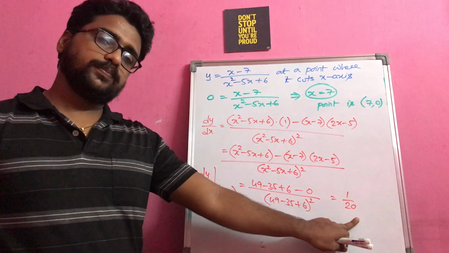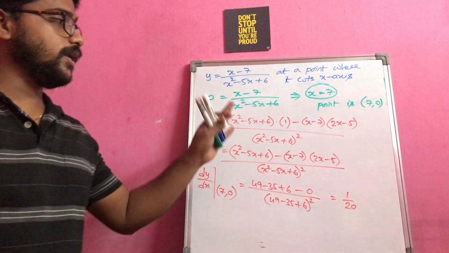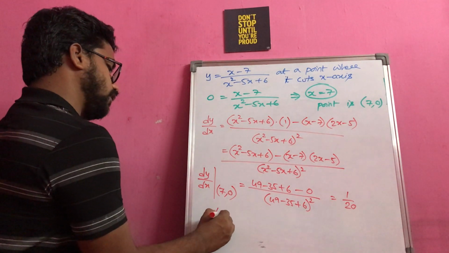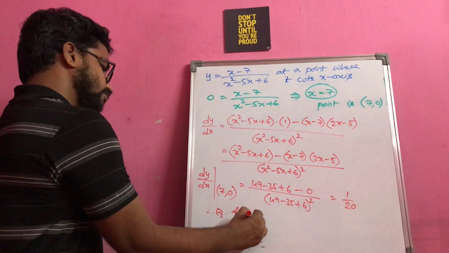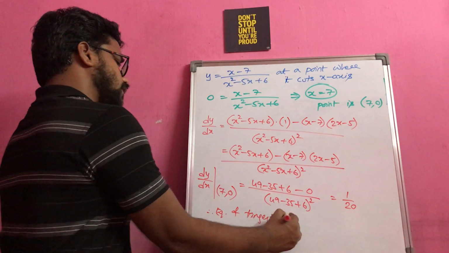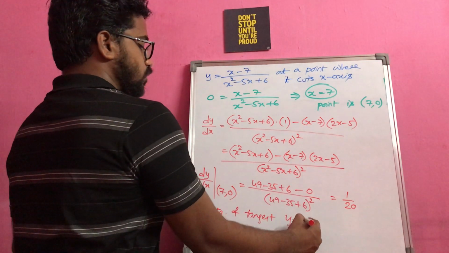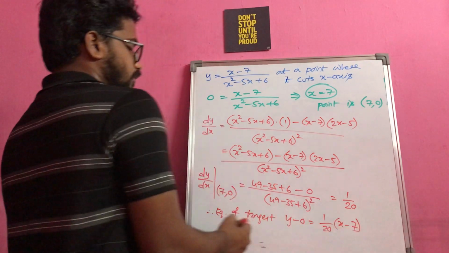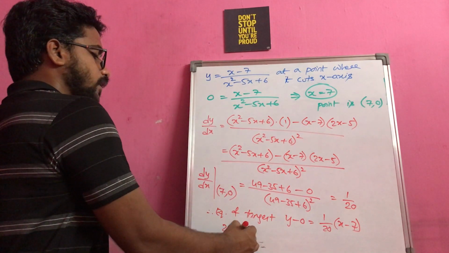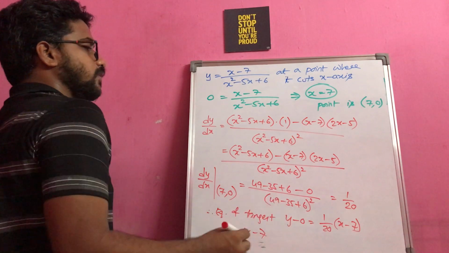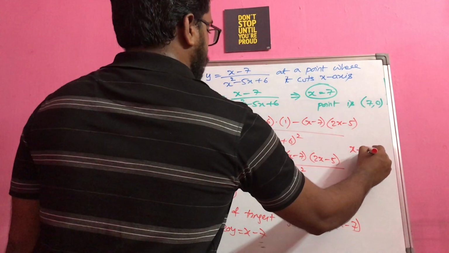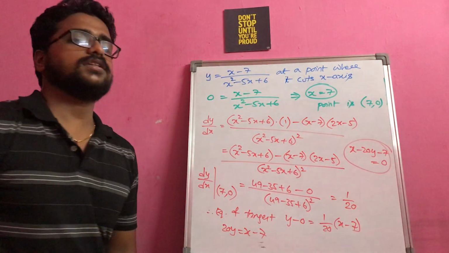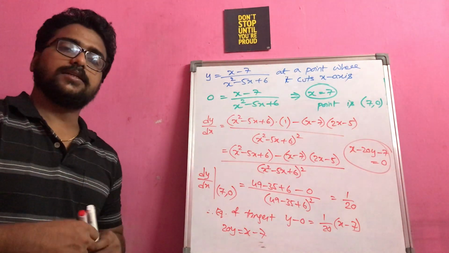Now you have a slope, you have a point. These two are enough to find the equation of the tangent. So therefore the equation of tangent is y minus y1, that means y minus 0, is equal to 1 by 20 into (x minus 7). So you are getting 20y is equal to x minus 7. If you rewrite that, x minus 20y minus 7 is equal to 0. This is the required equation of the tangent.